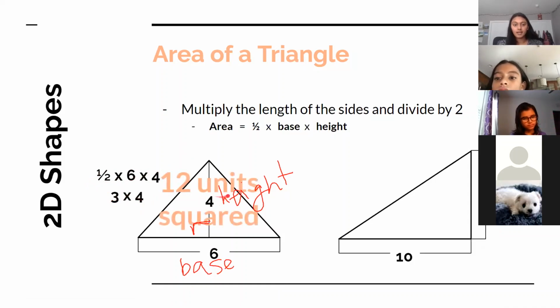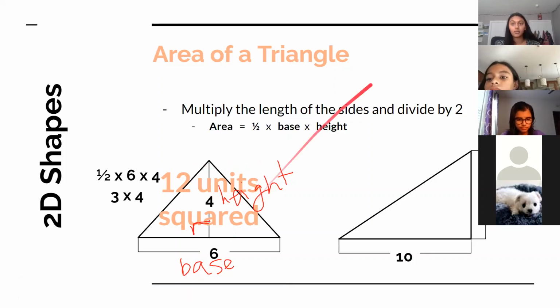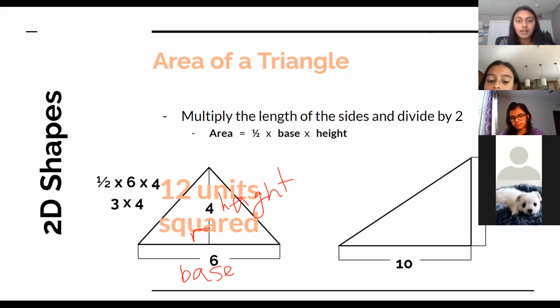And so notice how our answer isn't just 12 units anymore. It's 12 units squared. Because when we're talking about area, we always have to say units squared. And so if it was inches, we'd be doing 12 inches squared. Or if it was feet, we'd be doing 12 feet squared.